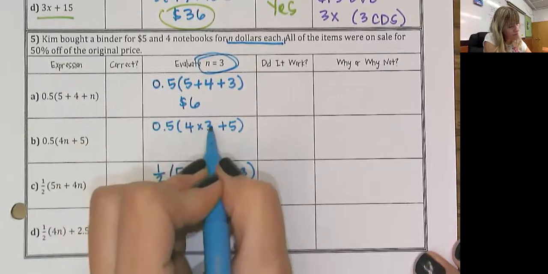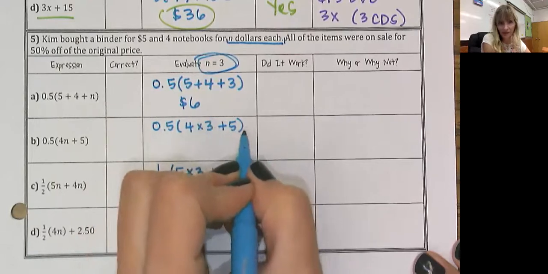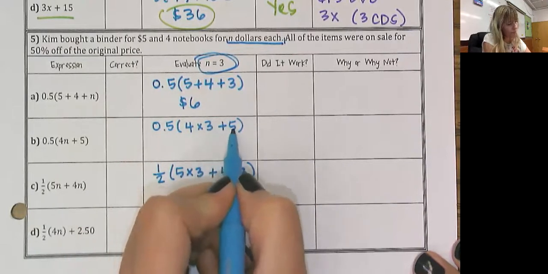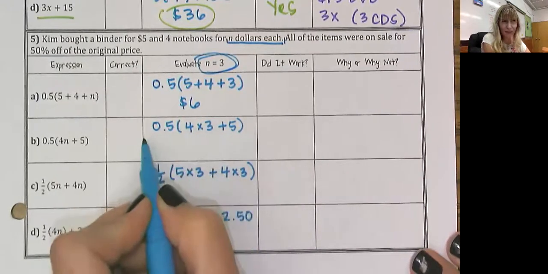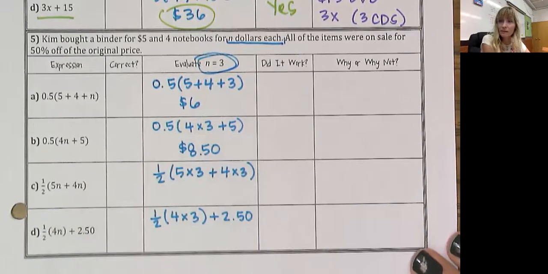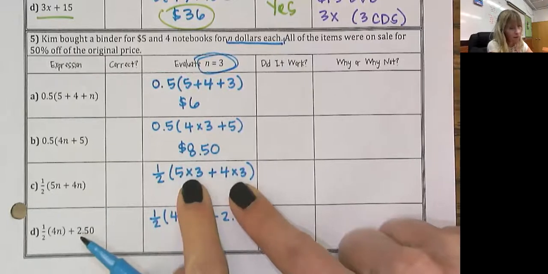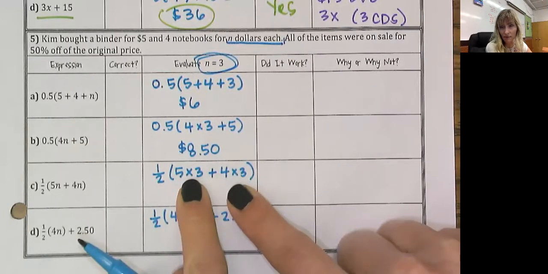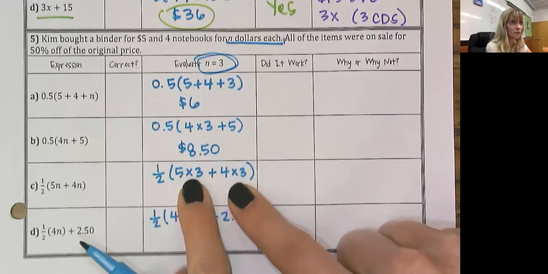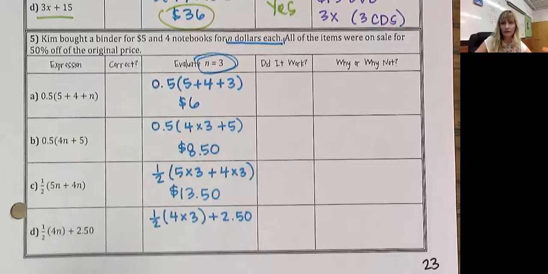4 times 3 first. I need to do the parentheses first, yes, but within the parentheses, I also need to multiply before I add. So 4 times 3 is 12, 13, 14, 15, 16, 17, and then half of 17 is 8.50. Notice I put a 0 on the end and a dollar sign because that's how money works. All right, this, I'm going to multiply these. 15 plus 12. You get that? 15 plus 12 is 27, and then half of 27 would be 13.50. Oh, goodness gracious, I have all different answers again. What is going on here?